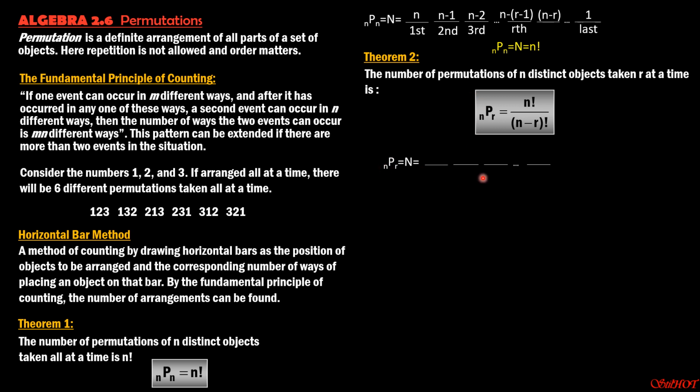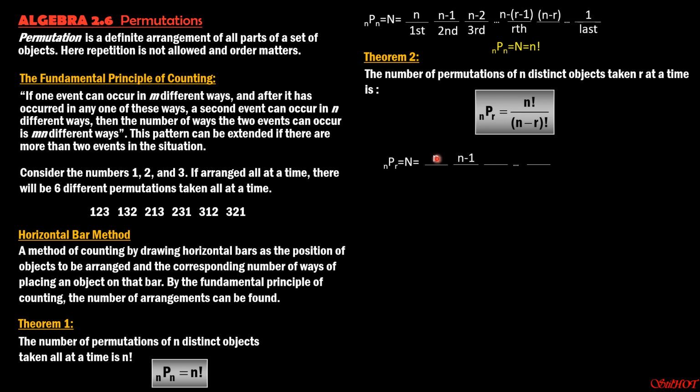So I'll draw bars. How many bars? r bars. This is the rth bar. This is the first. Because there are n distinct objects, we can assign n different objects here. We can assign in n different ways one object in this position. In the second position, there will be n minus 1 objects left. So there will be n minus 1 ways to assign an object in that position.